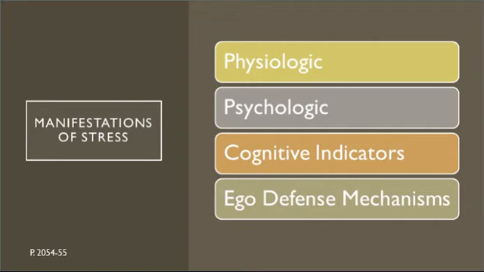Manifestations of stress. Page 2055 does a good job of having a picture showing the stress response of every system in our body. It's physiological, psychological, cognitive, and we have our defense mechanisms. Physiological is the result of stimulation of the sympathetic and neuroendocrine systems. Nurses are not exempt. There is a whole section on burnout; we're not exempt from stress. Psychological indicators are fear, anxiety, anger, and depression.